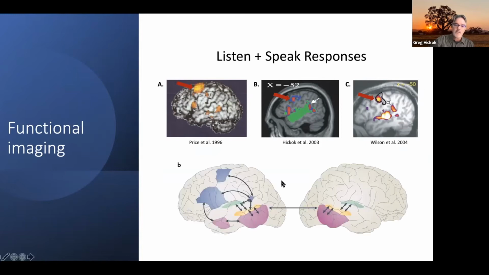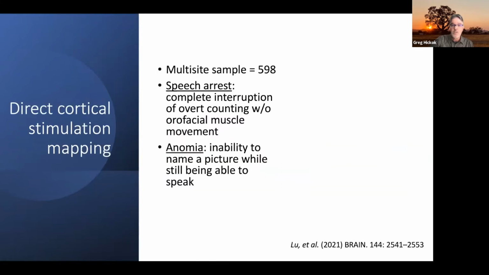And of course, that's why I drew two different frontal zones involved in our speech articulatory processes. That's the functional imaging literature. It's quite clear that we have these two areas.